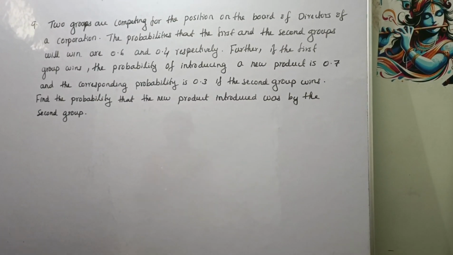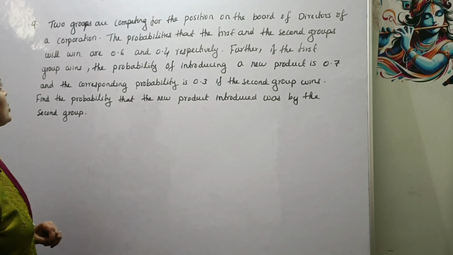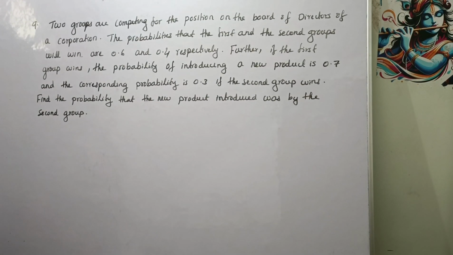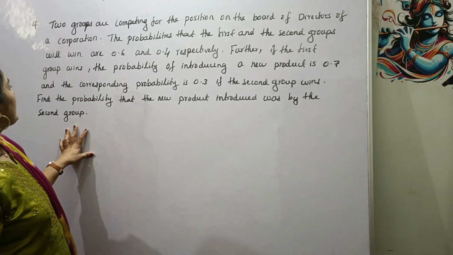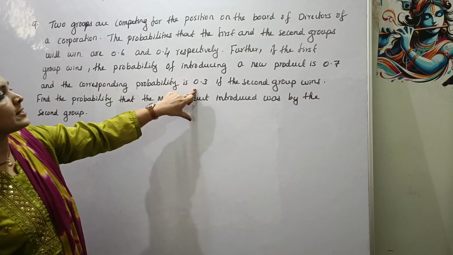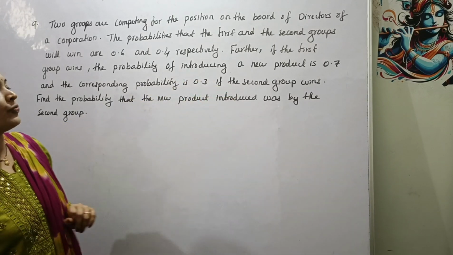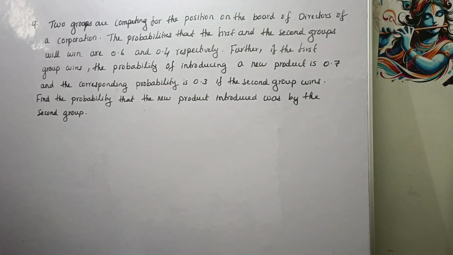Two groups are competing for the position on the board of directors of a corporation. The probabilities that the first and the second groups will win are 0.6 and 0.4 respectively. Further, if the first group wins, the probability of introducing a new product is 0.7, and the corresponding probability is 0.3 if the second group wins. Find the probability that the new product introduced was by the second group.